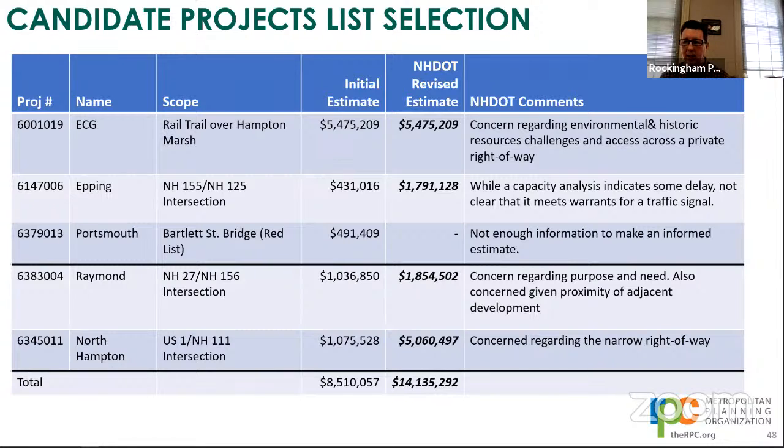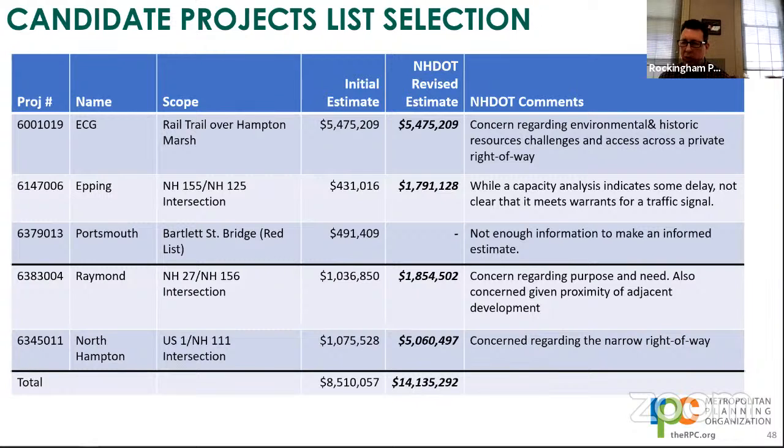Epping project, they had said that while a capacity analysis indicates that there's some delay there, it's not clear that the site actually meets warrants for a traffic signal. And so that would need to be completed. The cost on that went up substantially, as I anticipated it would.